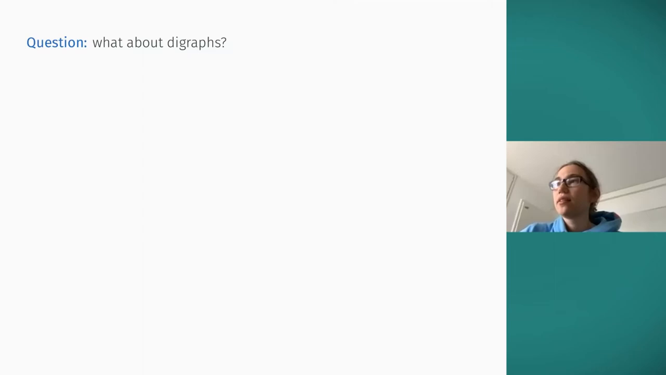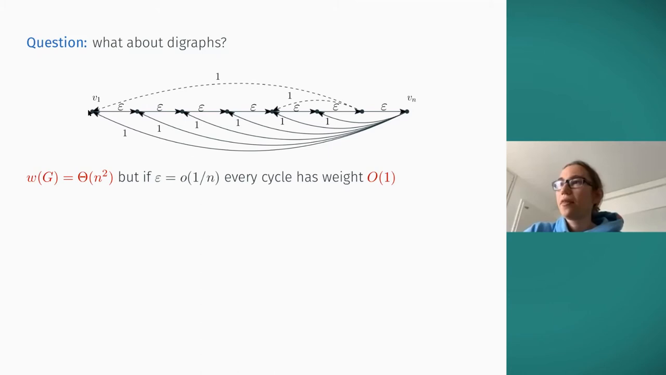So there is, for example, this example where you take some path of weight epsilon, and then you have all the back edges and you give them weight one. This graph has quadratic weight, because there are linearly many vertices with linearly many back edges. But if you choose your epsilon on the path small enough, in particular little o of one over n, then every cycle has constant weight, because you can only use one of the edges of weight one. The rest you have to take from the edges of weight epsilon, but there are only n of them, and they don't accumulate enough weight to be of any help.